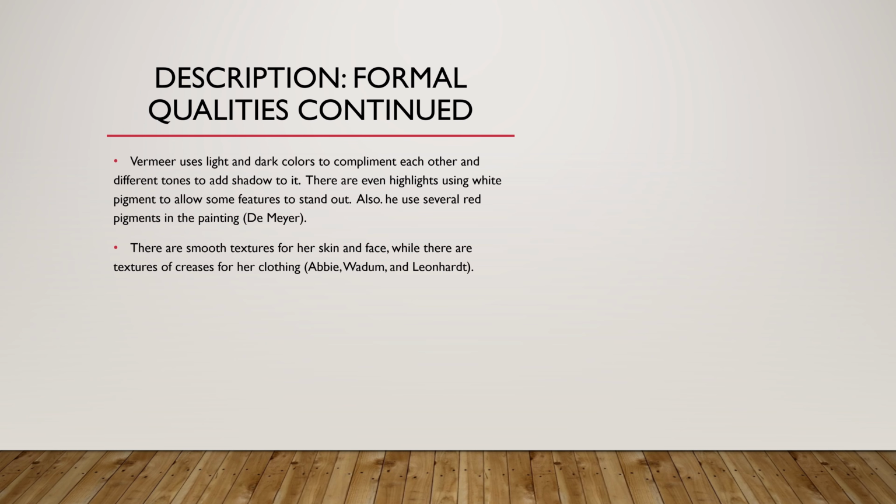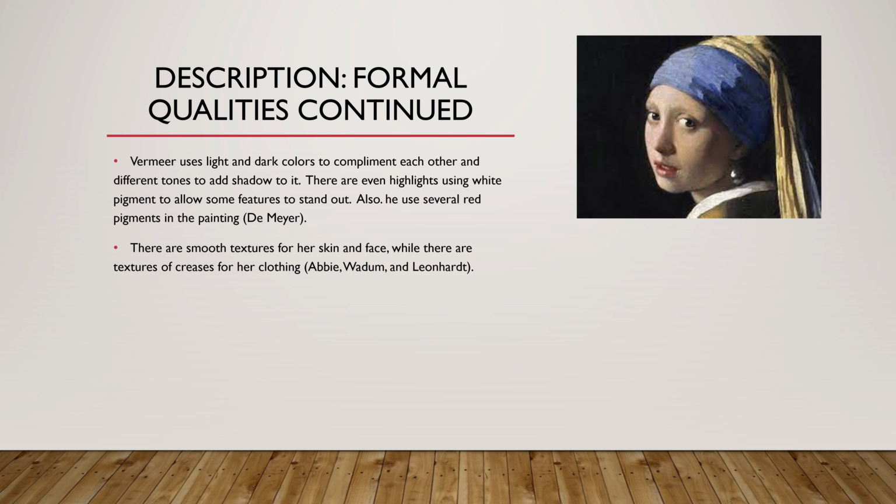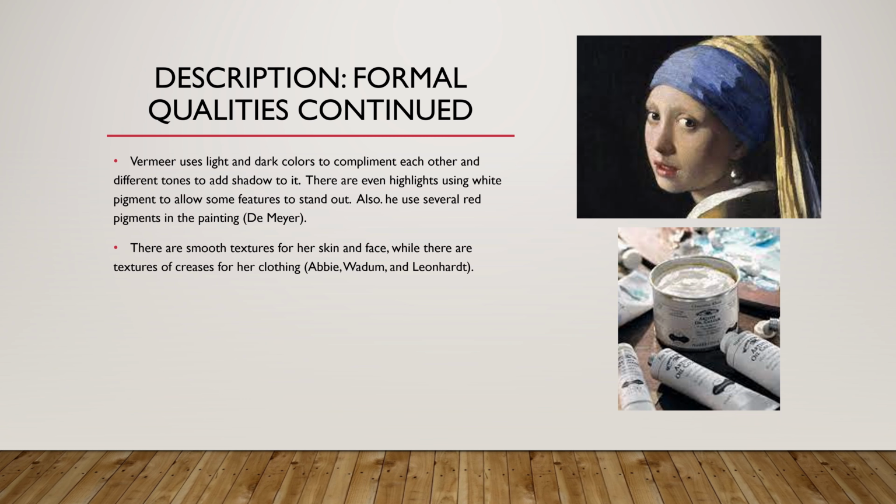For the colors and tones, you can see how Vermeer uses a mix of both light and dark colors to complement each other. The background of this painting is black, but the girl is shown wearing yellow, which adds more pop to her and allows her to stand out. In addition, the different tones, glazes, and pigments allow some kind of shading as if she was looking towards the lighting in the picture. The use of white pigment even allows highlighting of the painting, like the large pearl earring. Also, he used several red pigments in the painting. As a result of the different tones and colors, it creates different textures. The skin of the girl seems as if she has a smooth texture, while her clothing seems as if there are creases in them.